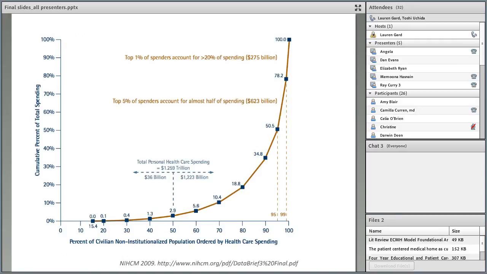Visually, what does this look like? This is a graph from Medicare data. Basically, the numbers to remember here would be 50 equals 3. So 50% of the entire population only drives 3% of all healthcare costs, and the other number is 5 equals 50. So the top 5% of utilizers are driving 50% of the costs.